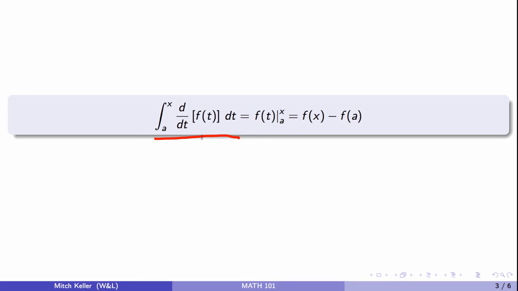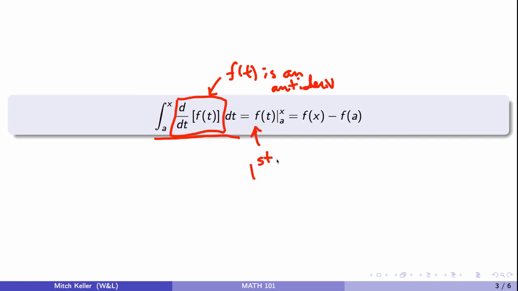Well, the first fundamental theorem told us how we can evaluate this. We can find any antiderivative for the integrand. Well, what's some antiderivative for this? f of t is an antiderivative. So the first fundamental theorem of calculus tells us this, or written a bit longer, it says that.